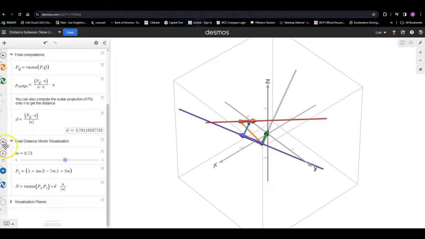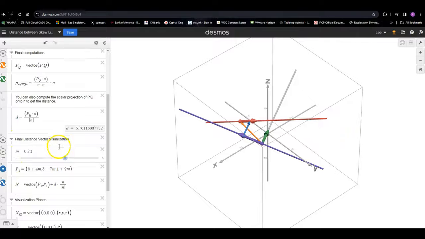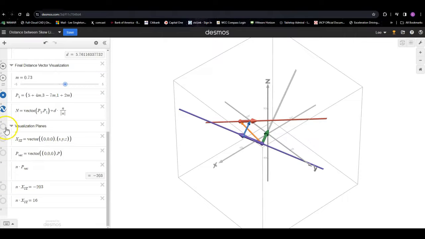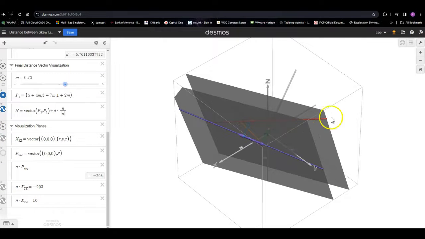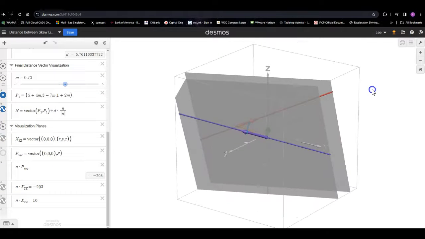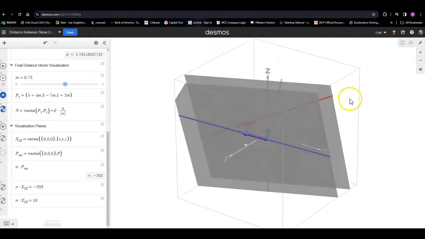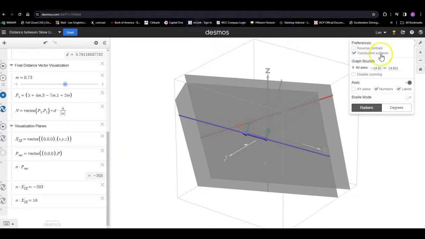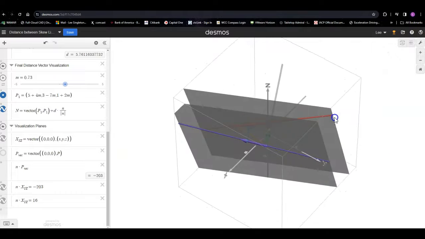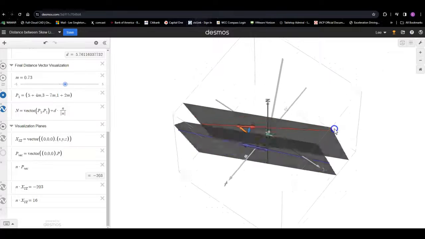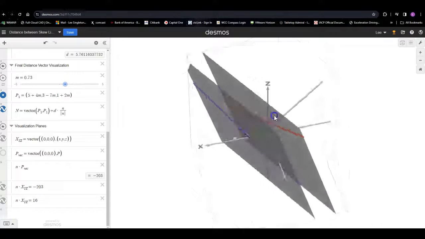A couple other things to note. So I'm going to go ahead and use this last little section here. Is that we have two planes. So these two planes, let me just make sure, yeah, I have translucent surfaces turned on. If you don't, it'll just look like that. But now we can see at least a little bit through them. So these are two planes.